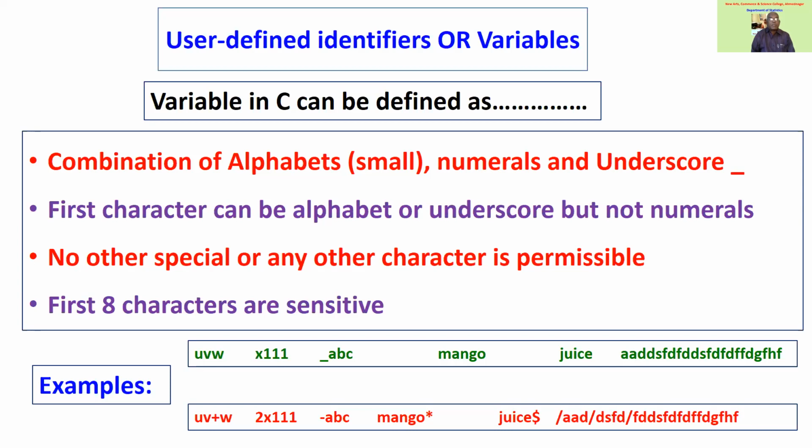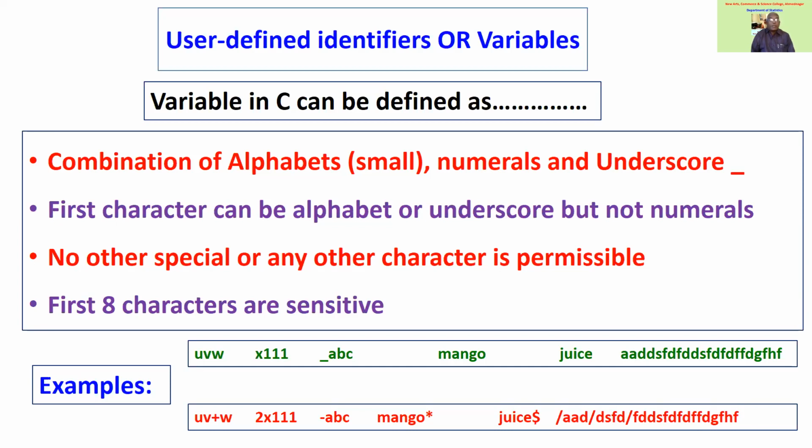X111 is also a valid variable name in C. Underscore ABC, see, it is not minus, it is underscore. We know that the first character can be alphabet or underscore, but not numeral. It is underscore, so it is allowed. Mango, allowed. Juice, allowed. It's a very big one with no meaning as such, but the C language treats it as a variable.